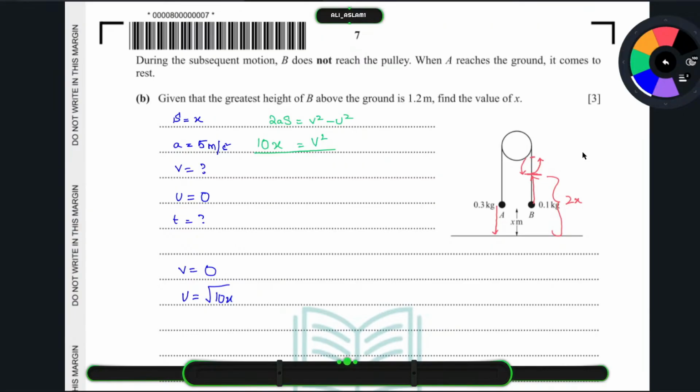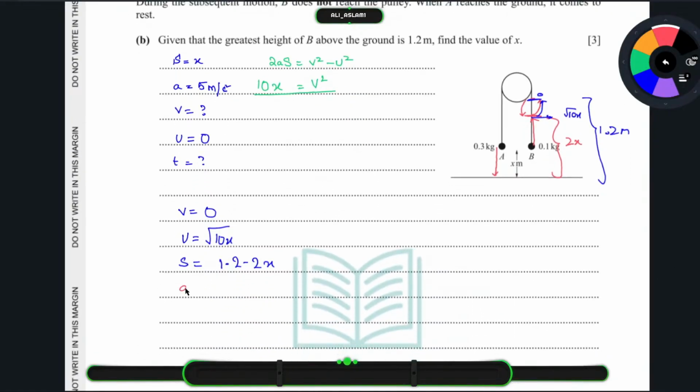And so if this is 10x and it goes up, it's momentarily 0, so s should be 1.2 minus 2x, because this total height is 1.2, and a is minus 10, so it should be 2as. v square, that's 0, minus u square, which is 10x, and 2a is 20 into 1.2 minus 2x.